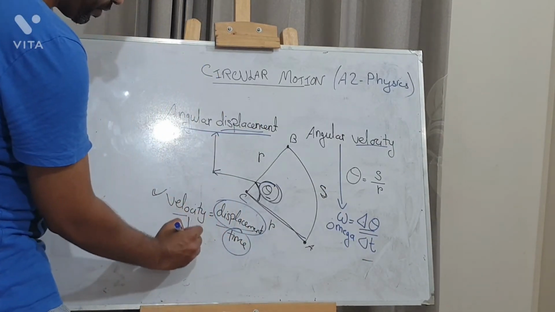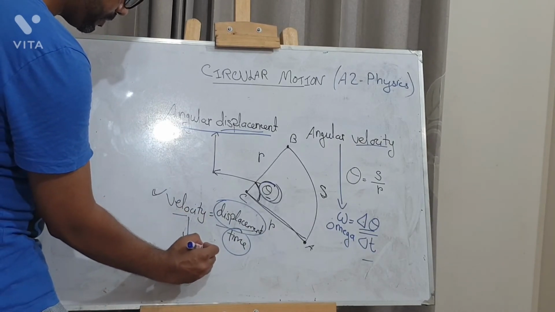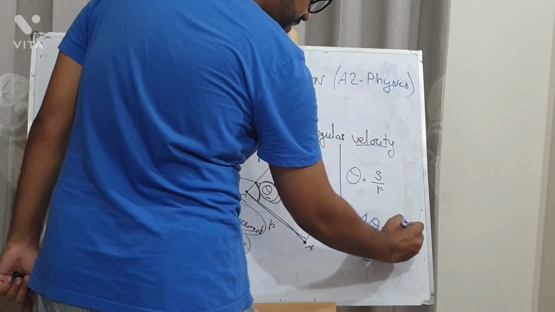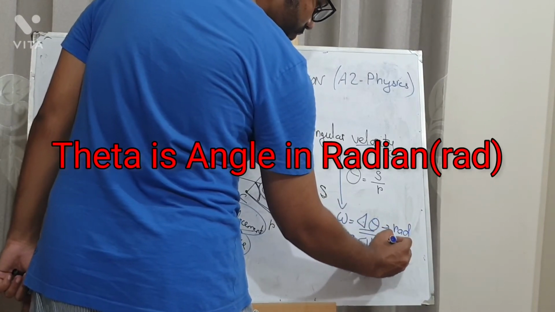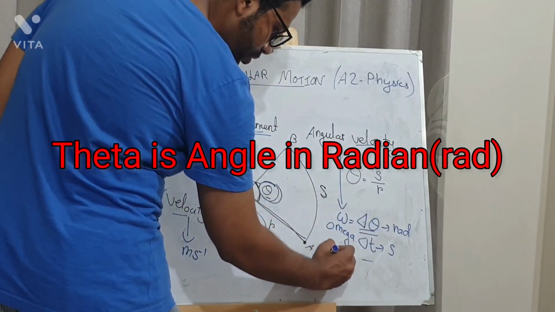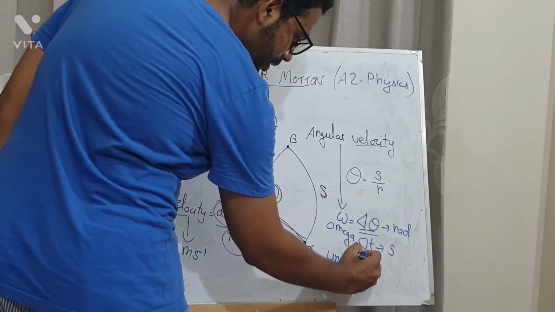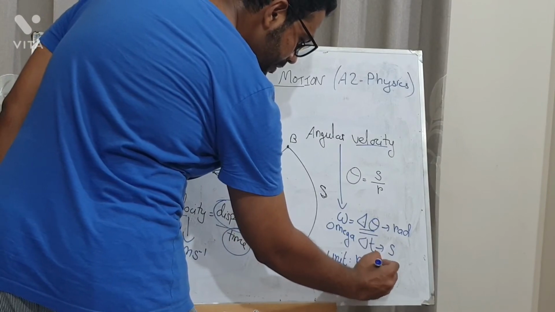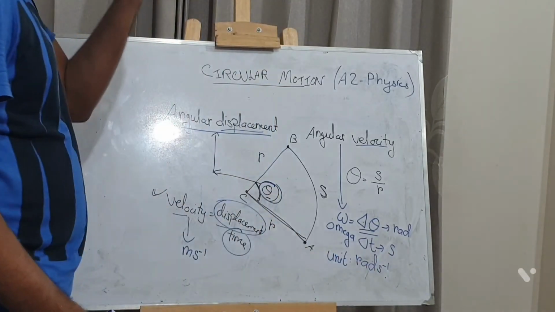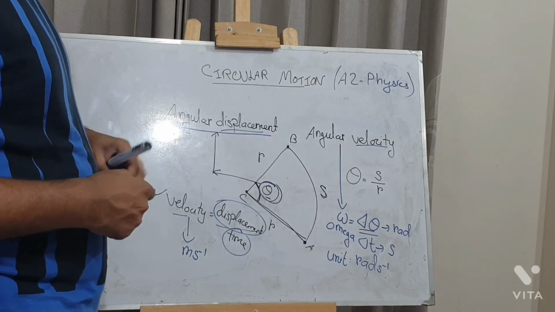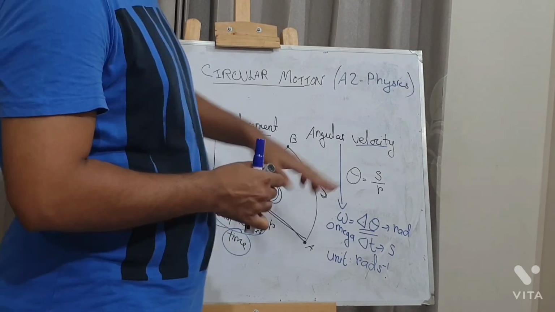This velocity we used to write in meters per second, and here, since theta is measured in radians and time is always in seconds, the unit for angular velocity is given as radians per second. Okay, so we came across two new terms today. One of them is angular displacement and the other one is angular velocity.